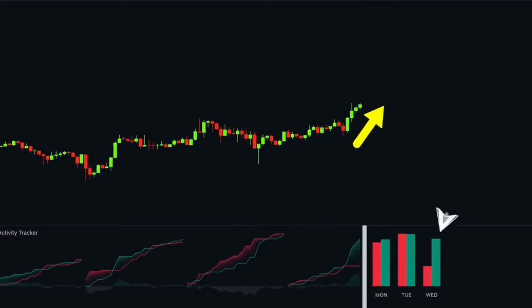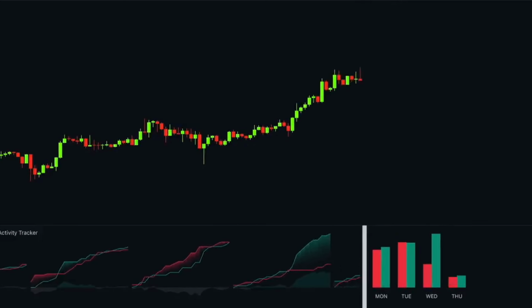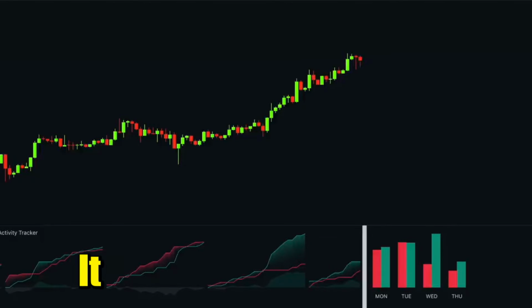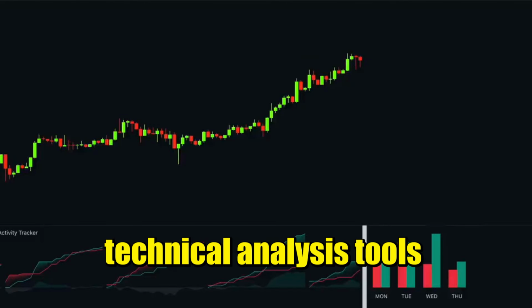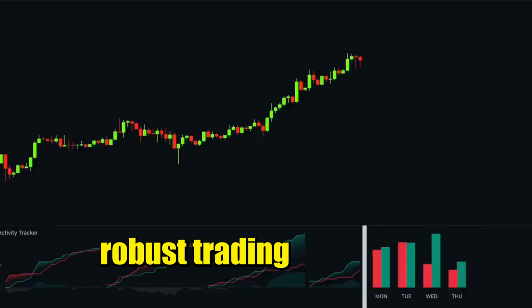The RSI can also be used to identify potential trend reversals and divergence between price and momentum. It is a popular indicator among traders and can be combined with other technical analysis tools for more robust trading strategies.